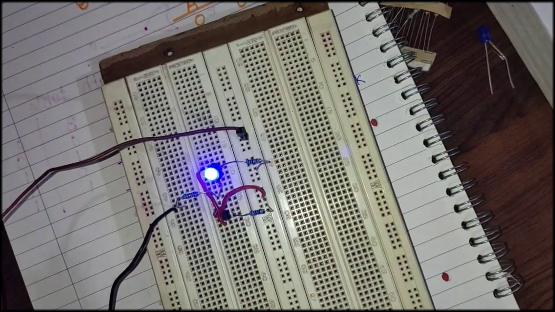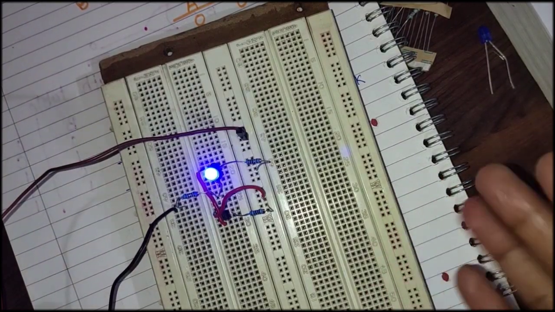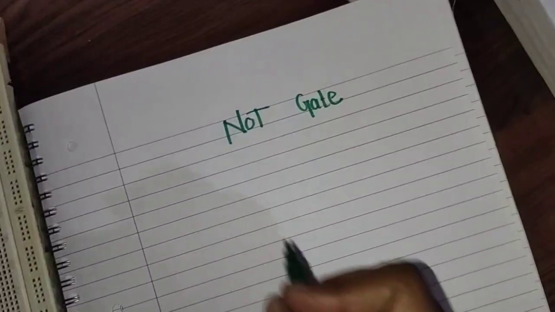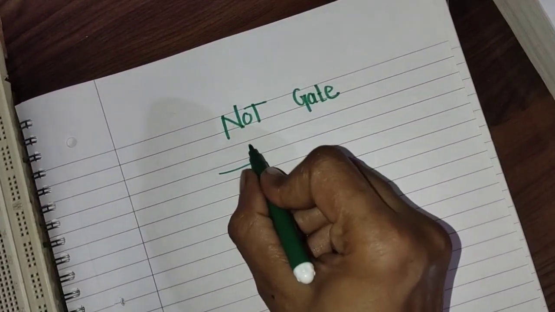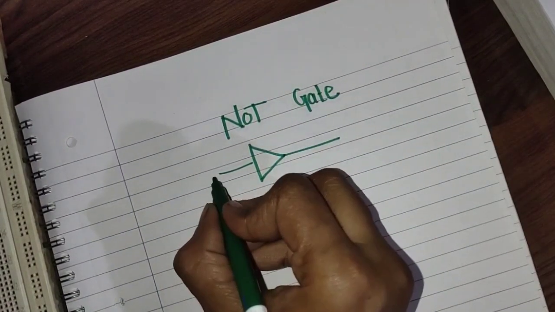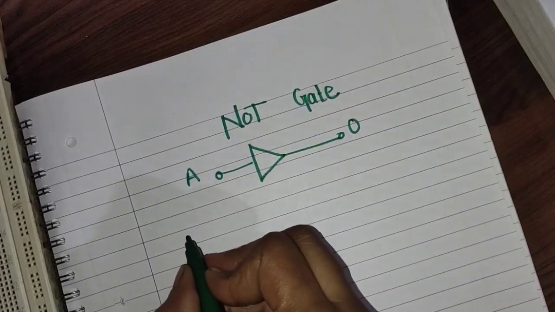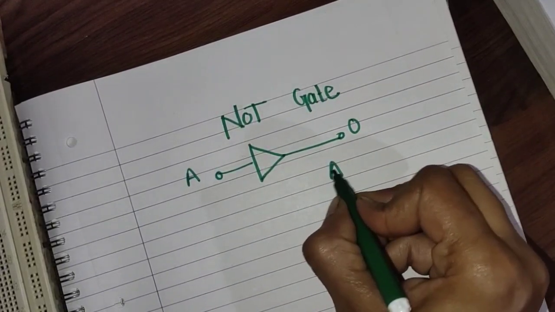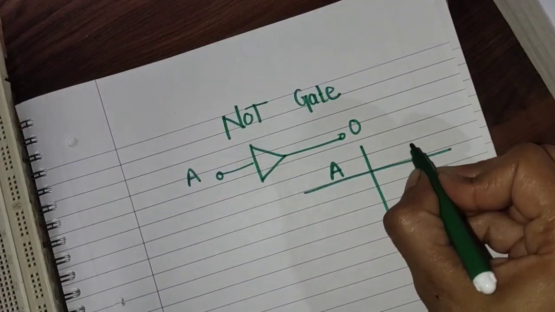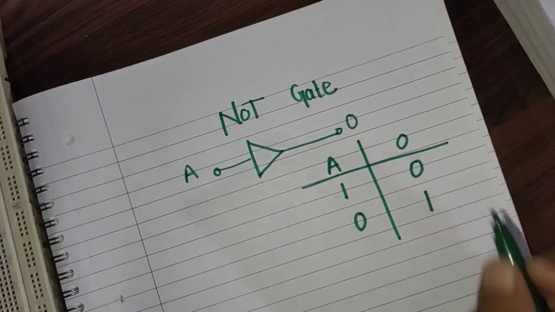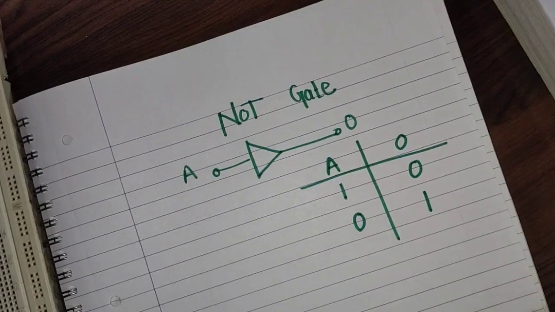Now we will see the next gate, which is more important, also called the inverter. It is a very simple circuit, because if you give high, it will give you low, and if you give low, it will give you high. So we will go to the NOT gate. This is the NOT gate, which has one input and one output. Simply, if you give high, you will get low output. If you give low, it will give you high output. So for 1 it gives 0, for 0 it gives 1. This is the only operation of the NOT gate.